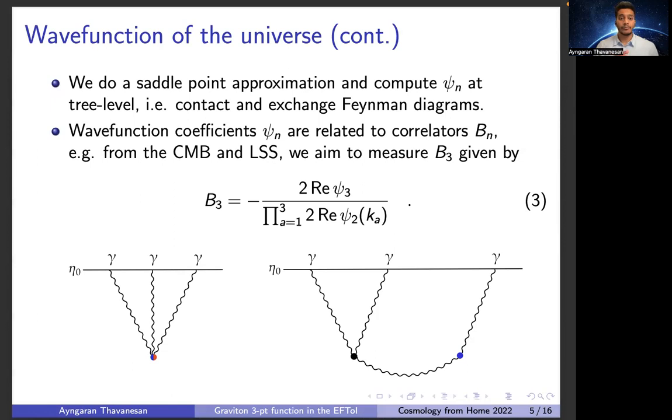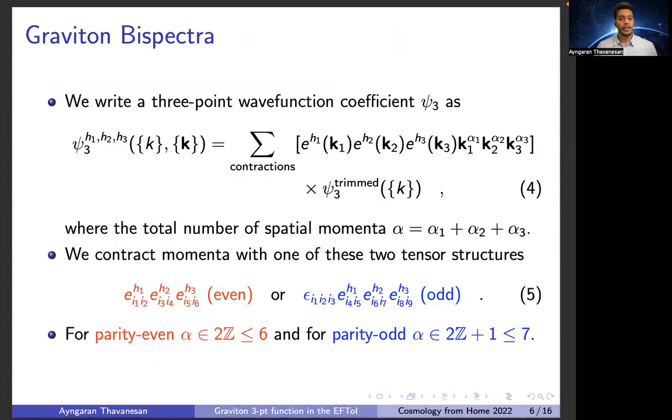We denote the wave function coefficients as psi_n, which have an implicit helicity dependence and correspond to the usual cosmological correlators B_n. For example, we hope to use the CMB to see tensor modes soon, and from this measure the graviton bispectrum, which is related to the 3-point wave function coefficient psi_3, as shown in equation 3. From equation 4 here, we can see that we can write a general 3-point wave function coefficient psi_3 in terms of a polarization factor multiplied by a trimmed wave function coefficient psi_3 trimmed, which is an SO(3) scalar and can be computed from bulk time integrals.